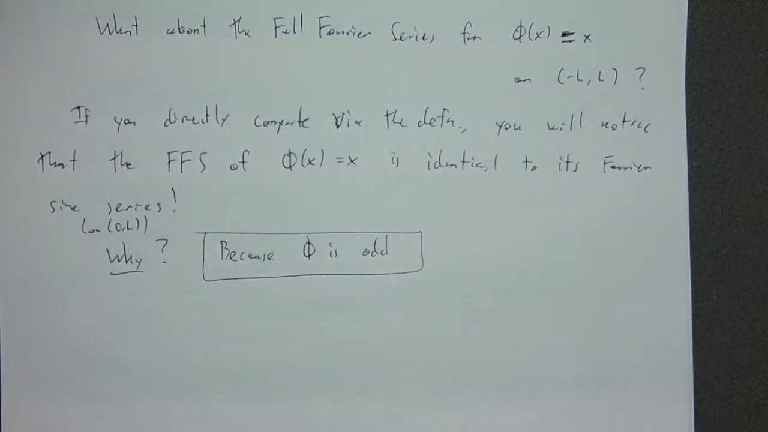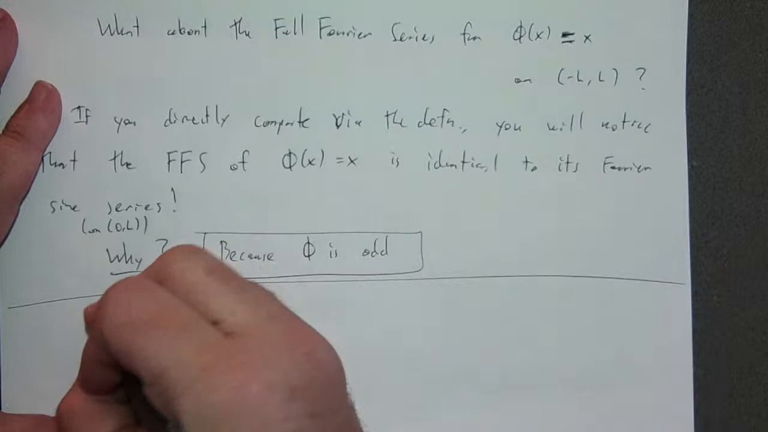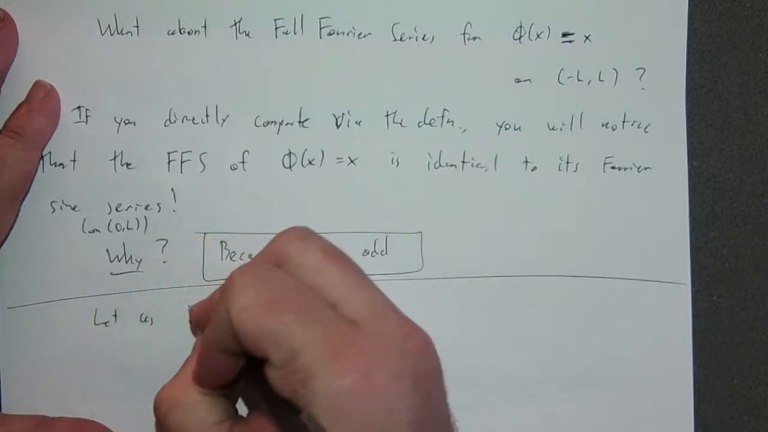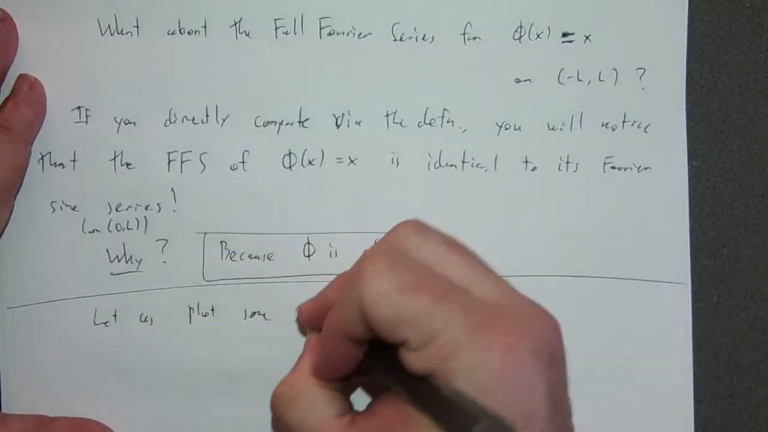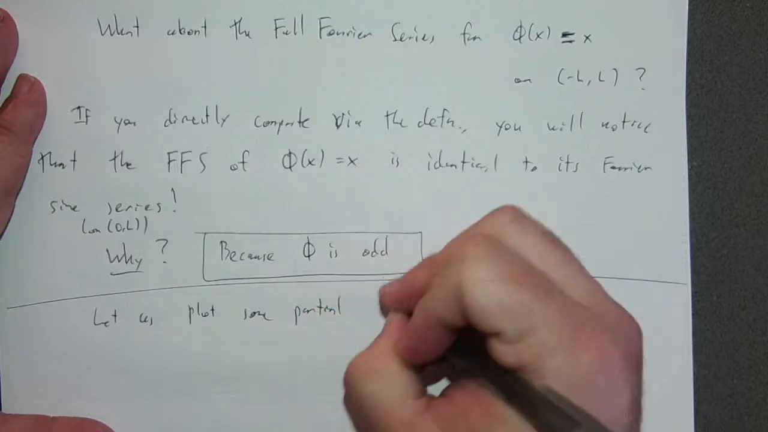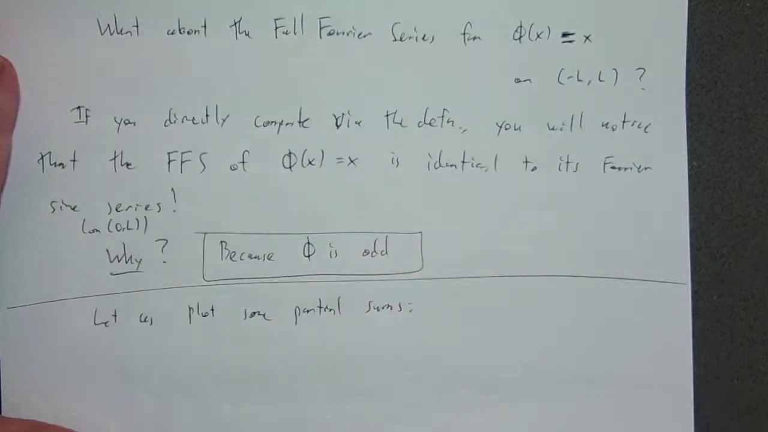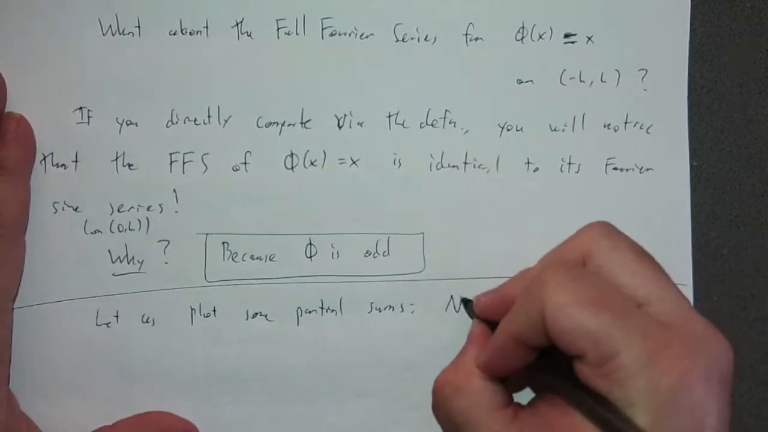Okay. Let's plot some terms. So let's plot some partial sums. We'll say n equals 2, 5, and 10 should be enough to see what's going on.